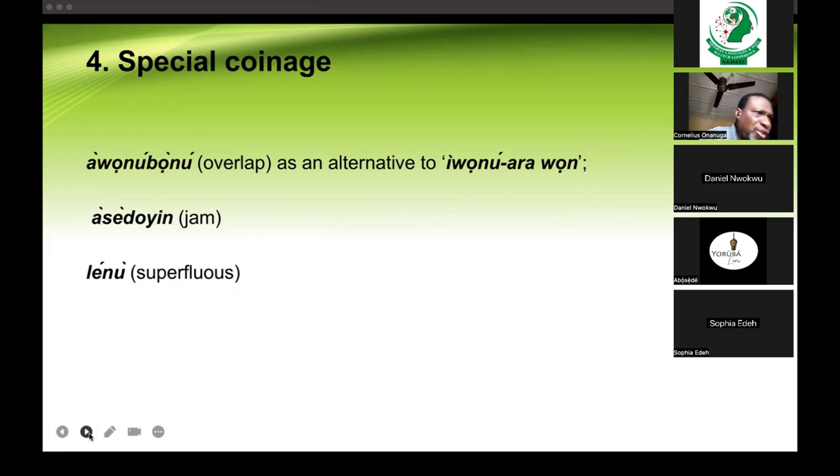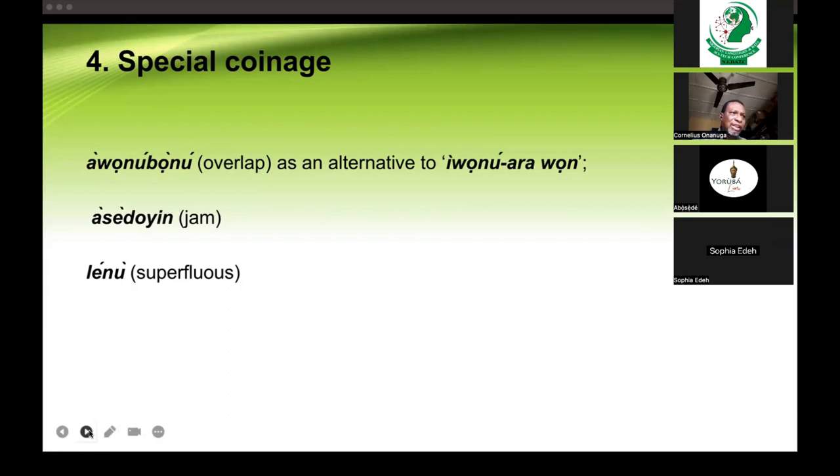The one used in the Yoruba meta language, for instance, is lenu, meaning superfluous, from the verb le, that is something that is excessive, and nu, to disappear or to get lost. So when you say lenu, it means something that is superfluous, something that is excessive and of no use. So that is a special coinage by the scholars at that time.